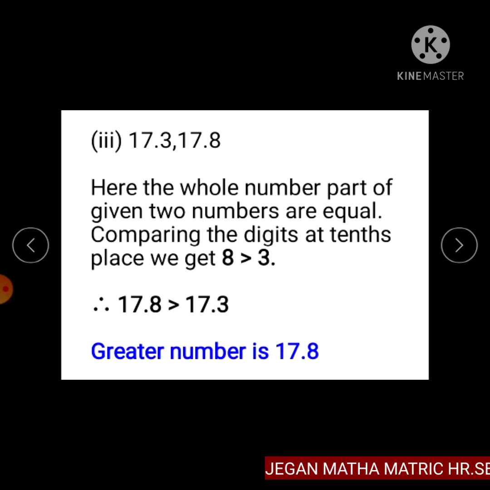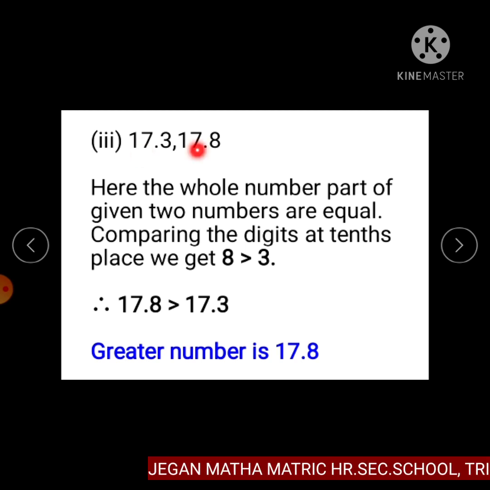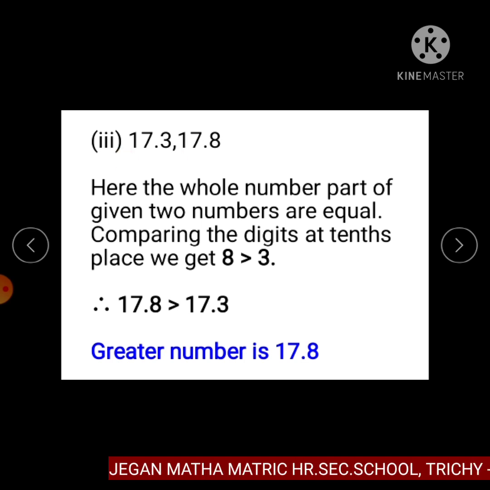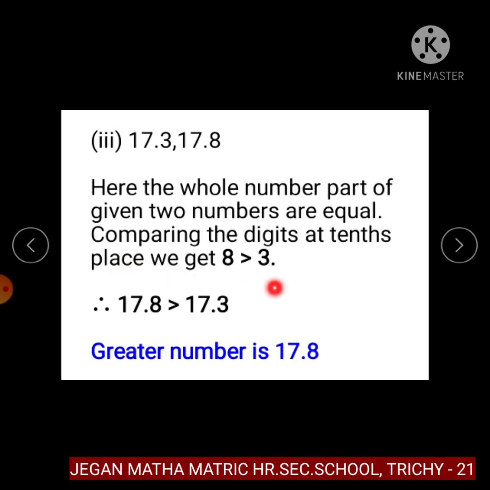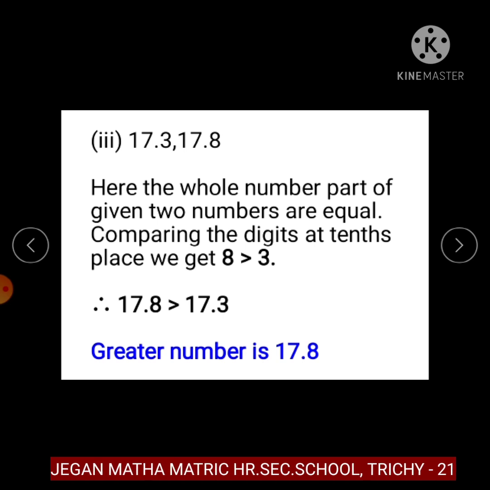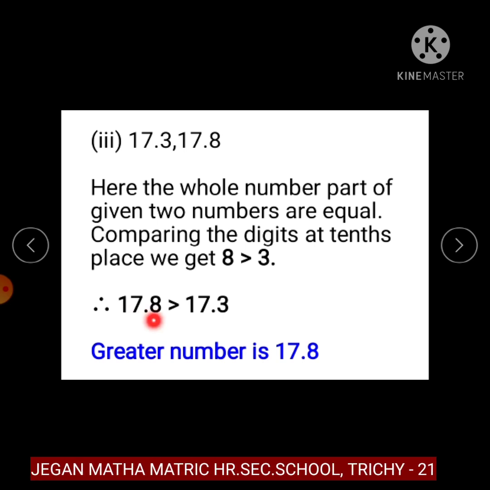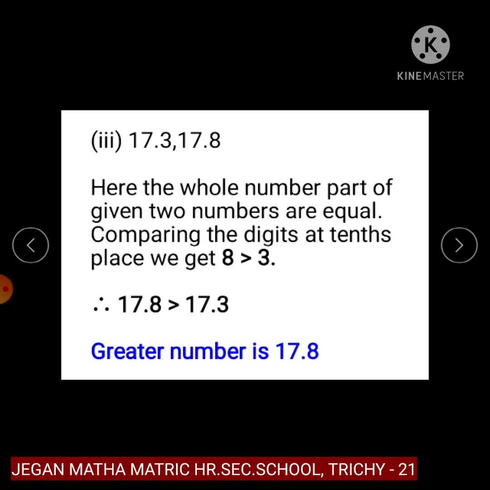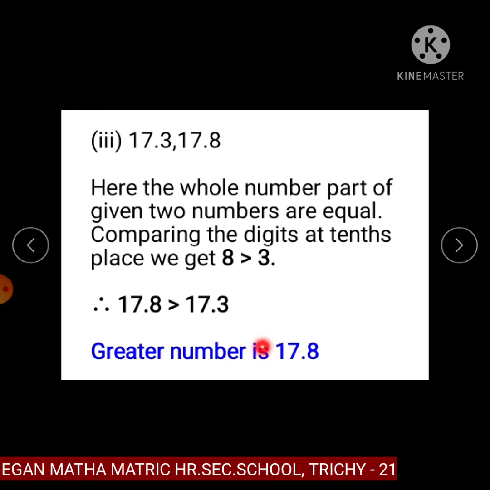Subdivision 3. 17.3 and 17.8 are the given numbers. First we compare the whole number parts of the given numbers. Here the whole number parts are equal, that is 17 equal to 17. Comparing the digits at the tenths place, we get 8 is greater than 3. Therefore, 17.8 is greater than 17.3. The greater number is 17.8.